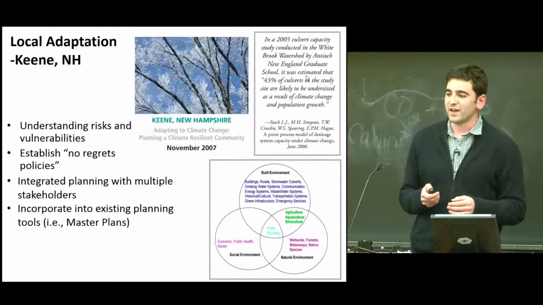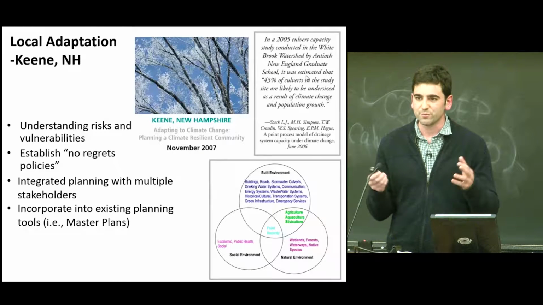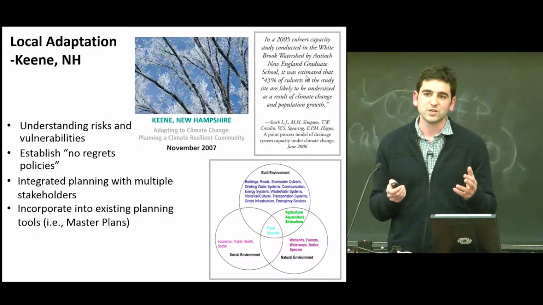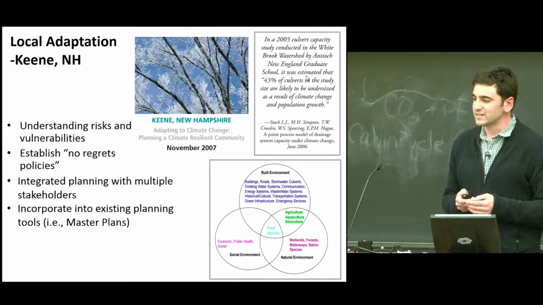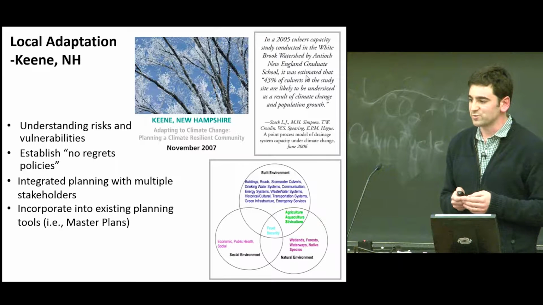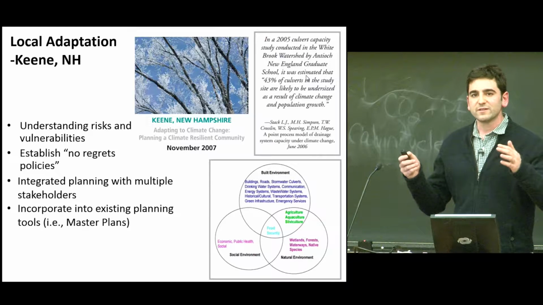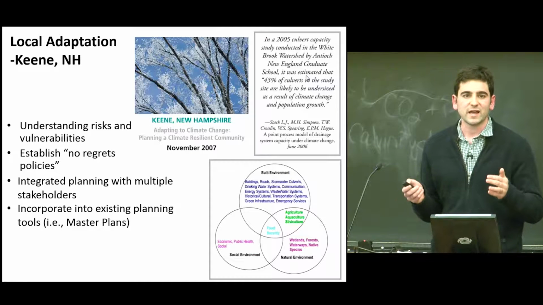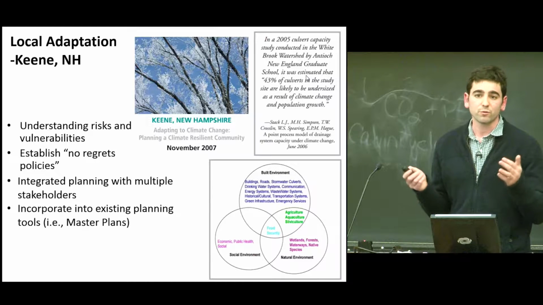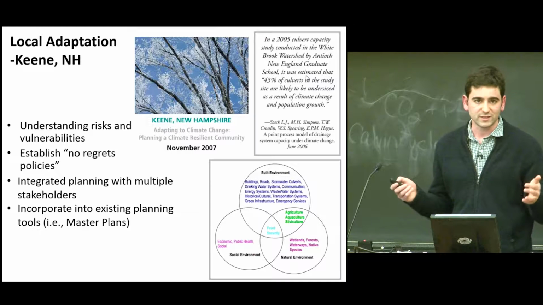So it turns out that Keene, New Hampshire, was one of the first cities to really embrace climate change adaptation in its planning. And so they came out with a report in 2007, Adapting to Climate Change, Planning a Climate Resilient Community. And I read through a little bit of that, and what they did was they took the scientific literature, which suggested through that scenario analysis that certain components of their community were vulnerable to climate change. So it was really trying to understand the risks and vulnerabilities that they faced.